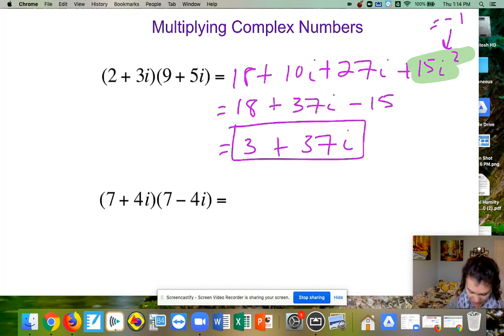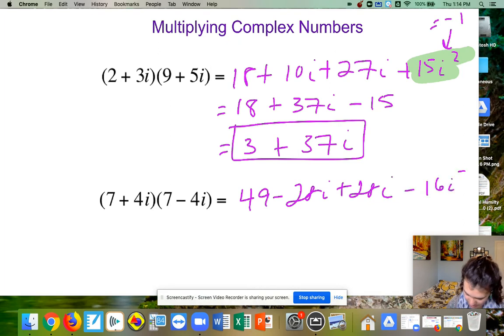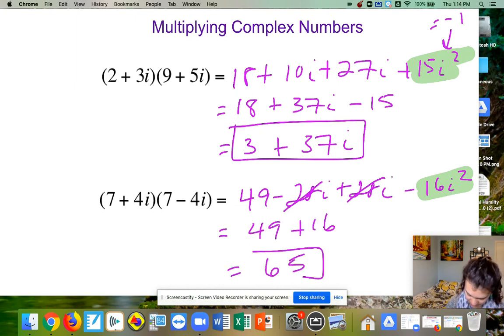So now if we multiply the next one, we have 49 minus 28i plus 28i minus 16i squared. So again, this is going to become a real number. These two cancel out. You get 49 plus 16, which equals 65.